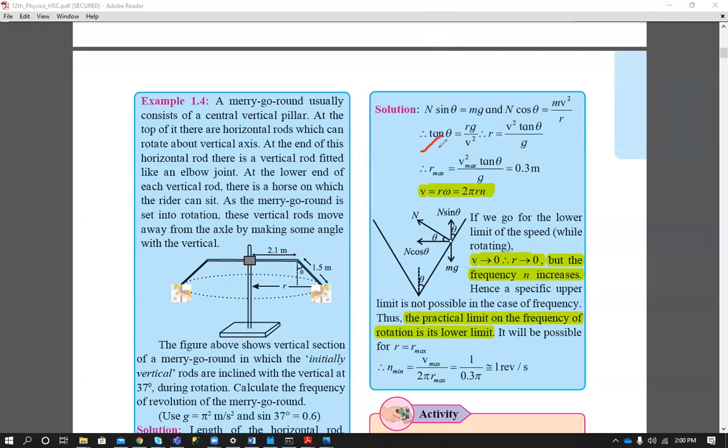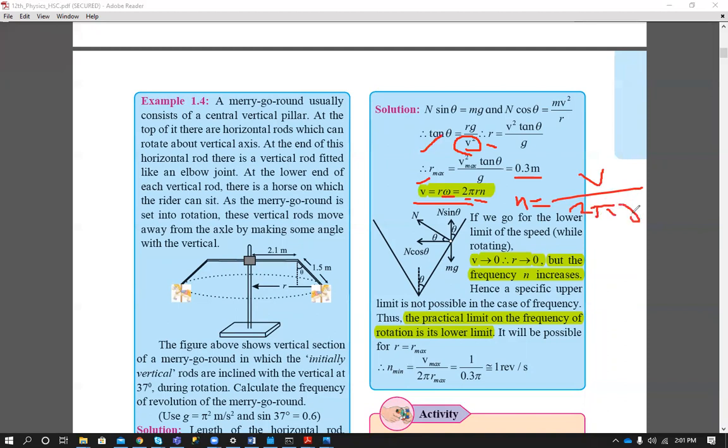So find tan theta. What you have to find out is the radius. You know the velocity is 2 meters per second, so find the radius of the rim of the conical section. Now it is asked for frequency. We know that V equals R omega, and omega is 2 pi n. So first, for the lower speed limit, you can write n equals V upon 2 pi R.